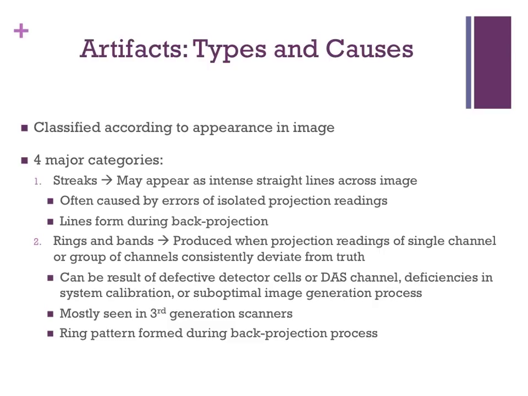They are produced when the projection readings of a single channel or a group of channels consistently deviate from the truth. It can be the result of defective detector cells or the DAS channel, deficiencies in the system calibration, or a suboptimal image generation process. These are mostly seen in third-generation scanners, and the ring pattern is formed in the back projection process from a defective detector channel reading.